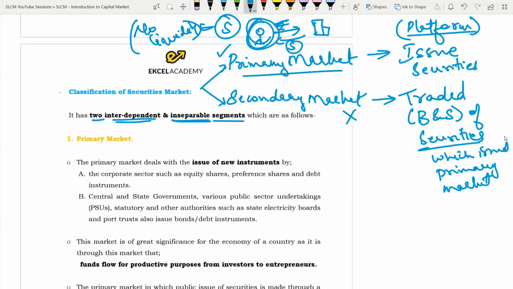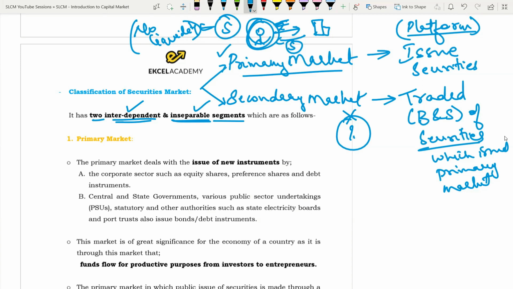If there is no primary market, then what are we going to buy and sell? If nothing has been issued, there is nothing in existence, what are we going to buy and sell, right? That is why if there is no primary market, there cannot be a secondary market. And if there is no secondary market, there is no point in having a primary market, because that is not going to ensure liquidity. So these two segments are interdependent and inseparable from each other.